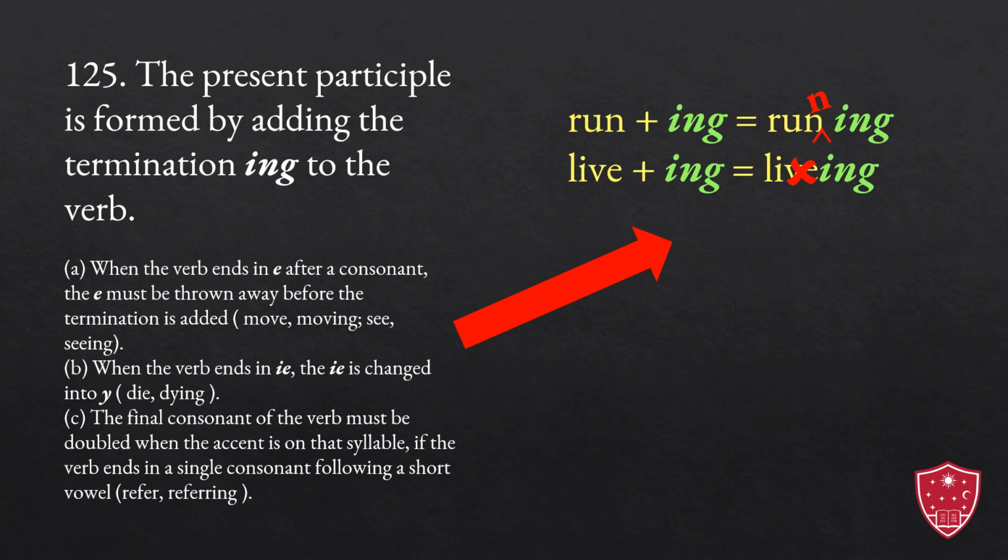Now, in both of those examples, in running and in living, you'll see that it's not so simple as to just stick ing on at the end. There are some changes that sometimes need to be made, and the small notes here, A, B, and C, explain some of the changes, and you can read those on your own, but you can see in these examples how it's not that simple. We don't just stick ing on the end of a verb. There are some changes that sometimes need to be made. So that's Article 125, very simple, and 3 notes about some changes that need to be made when forming present participles.